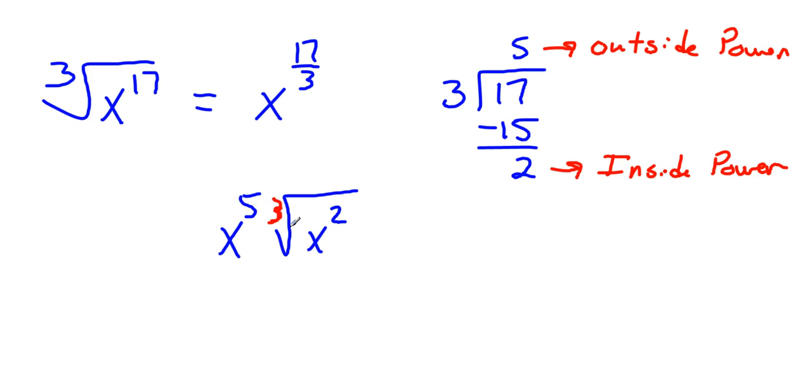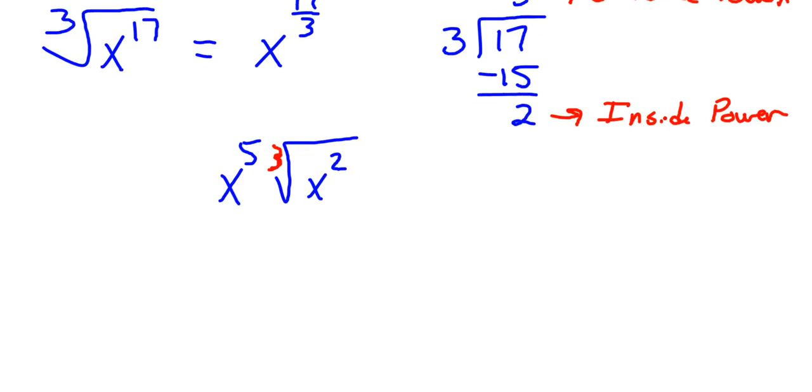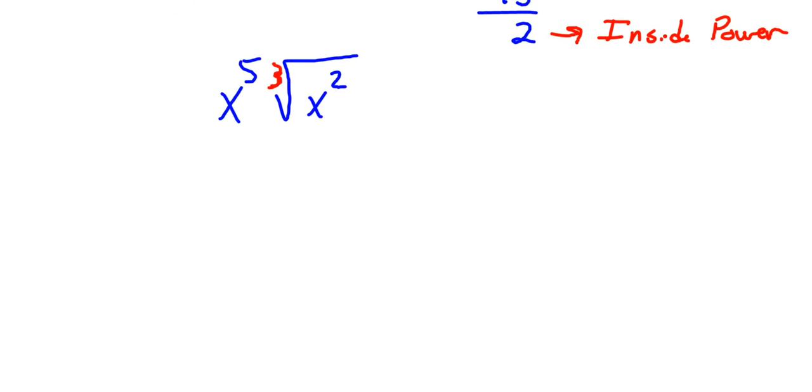Now, if you have more than one variable, basically you just have to do it one variable at a time. So let's do the square root of a squared b to the 9th and c.